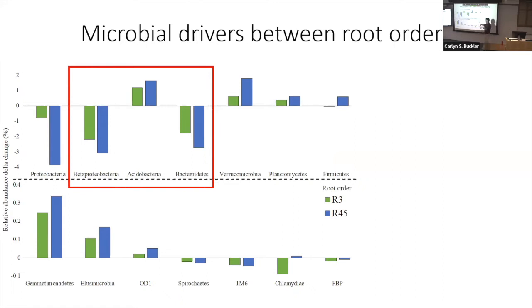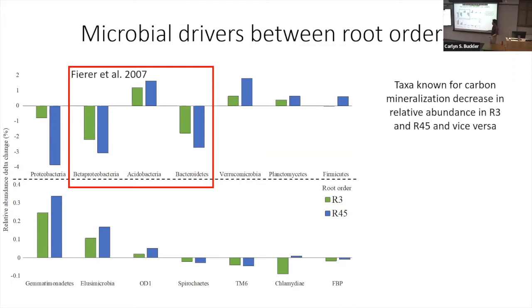So anything negative means more in absorptive, anything positive means more in that specific root order. And so what we see here is that the beta proteobacteria and the Bacteroidetes, there's more of those in the absorptive fine roots.